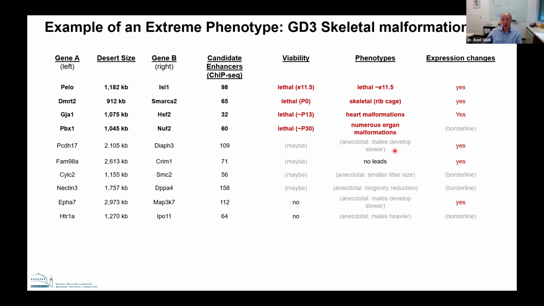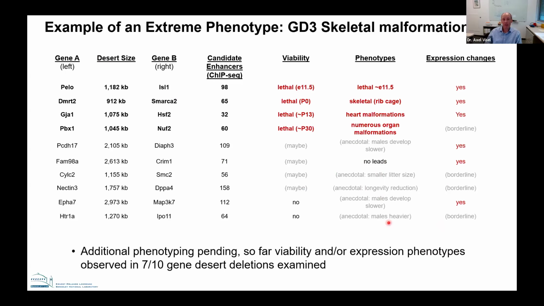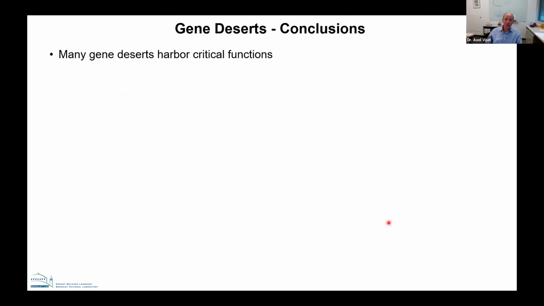We have expression phenotypes for another 3. We have anecdotal phenotypes that we're still revisiting at larger numbers. The bottom line is that in the majority of cases that we looked at, we saw clear viability or at least expression phenotypes. And so, jumping straight to the conclusions, I would argue that these deserts harbor critical functions. Many people like to stay away from them because they're hard to deal with simply because of their size. They're unwieldy. They contain all sorts of stuff, I would say, in terms of non-coding functions.